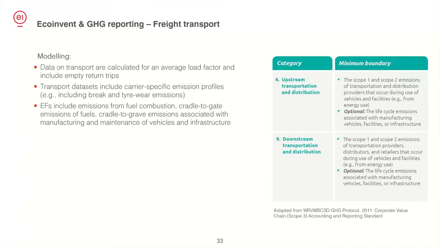So when we take again a look at the minimum boundaries defined by the GHG protocol, we can see that ecoinvent emission factors for freight transport also cover what is here listed under optional. So they also include the life cycle emissions associated with the manufacturing of vehicles, facilities, or infrastructure.